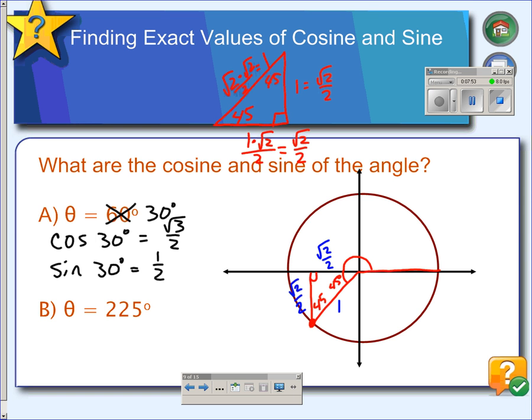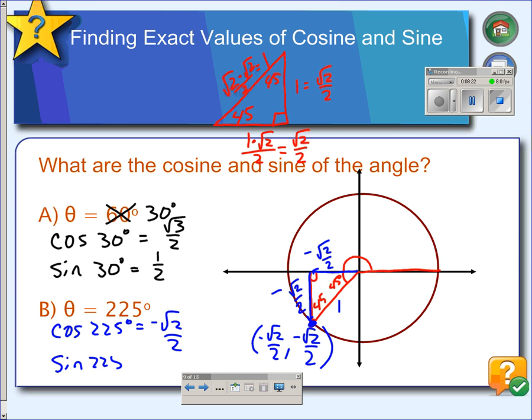Okay, but the x value is going left, making it negative, and the y value is going down, making it also negative. So that means the coordinate here on the edge of the circle is negative √2/2, negative √2/2. So the cosine of 225 degrees is the x value, which is negative √2/2. And the sine of 225 degrees is the y value, which is also negative √2/2. And that's it for this lesson.